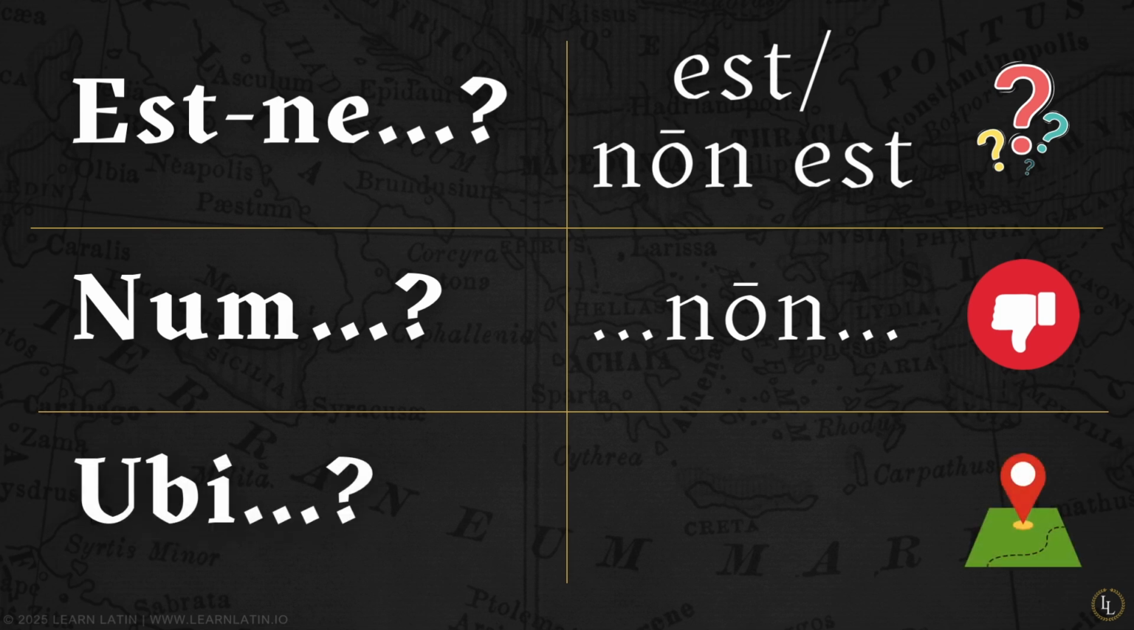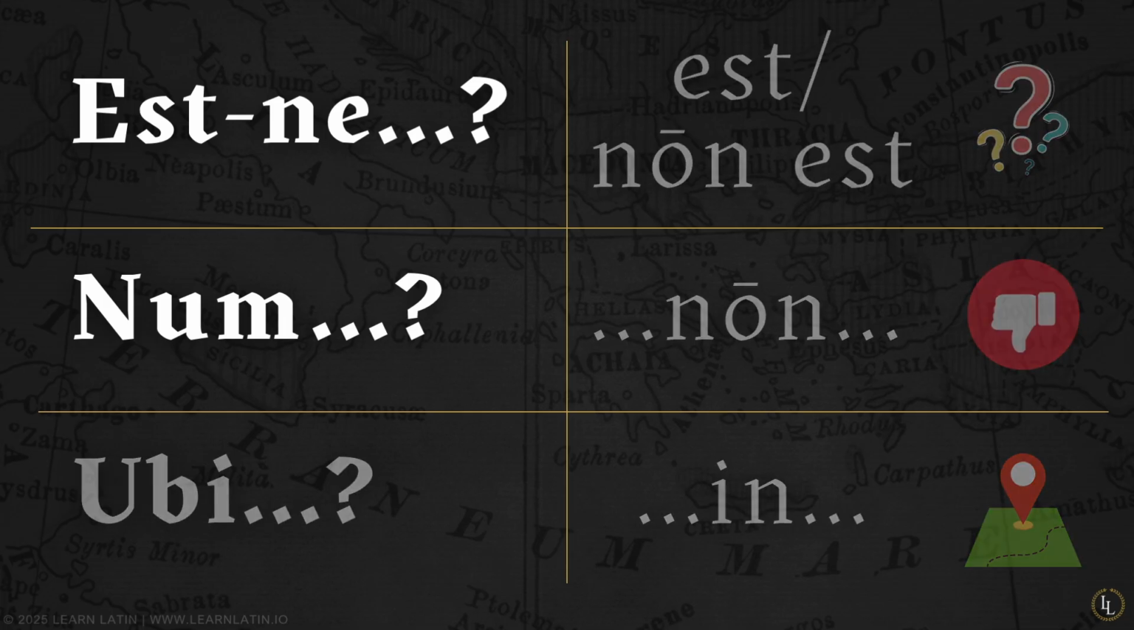The interrogative word ubi introduces a question about place. In the answer, we often find the preposition in. Note that asking a question with ne or num has more to do with the mindset or expectation of the person asking than with the actual answer. You can ask a question with num, expecting the answer to be no, and still, to your surprise, receive a yes.